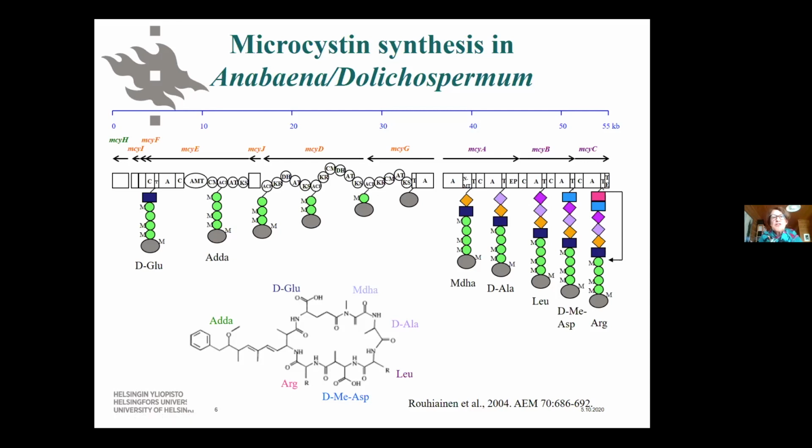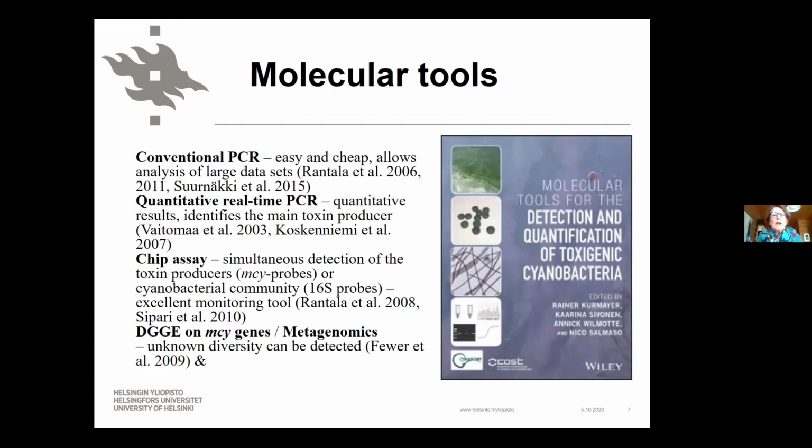So in Microcystis, Planktothrix and Nostoc, these toxins are produced in a similar manner. So when we had revealed the biosynthesis of these toxins, we could also start to develop molecular tools to detect toxin-producing cyanobacteria. We designed primers for conventional PCR reactions, and of course they are rather easy and cheap and allow analysis of large data sets.